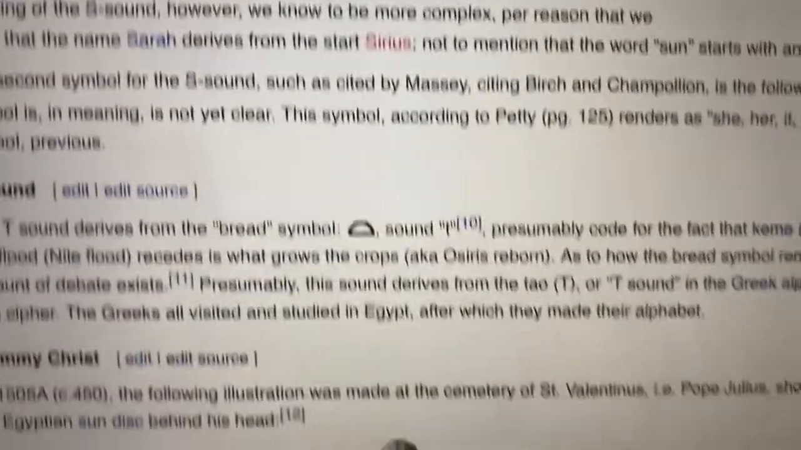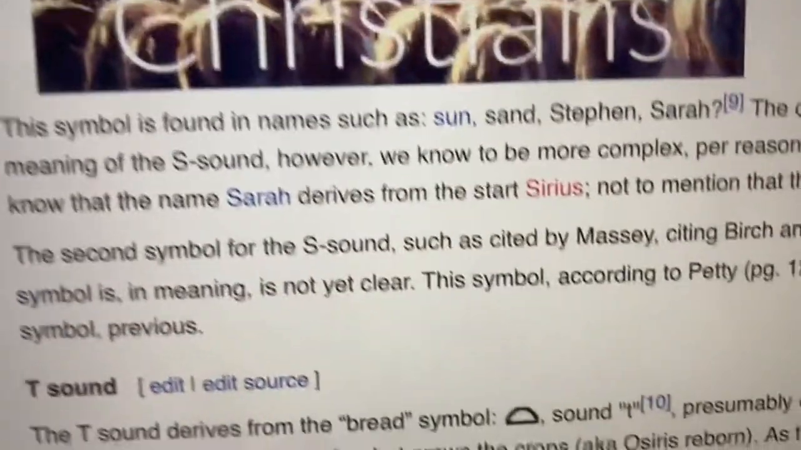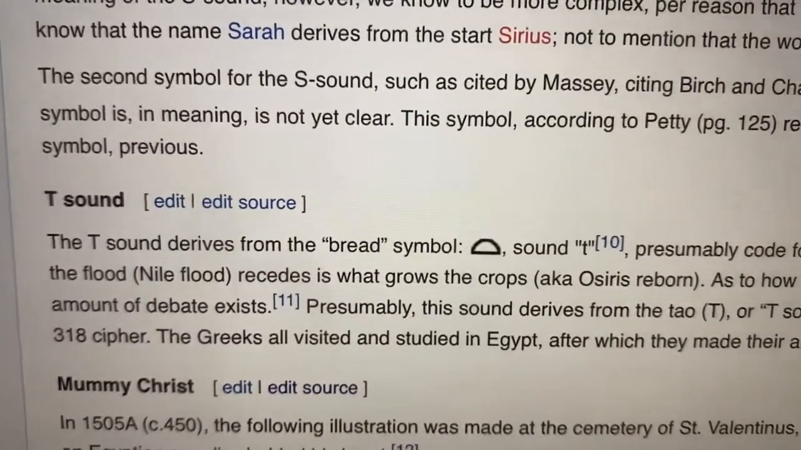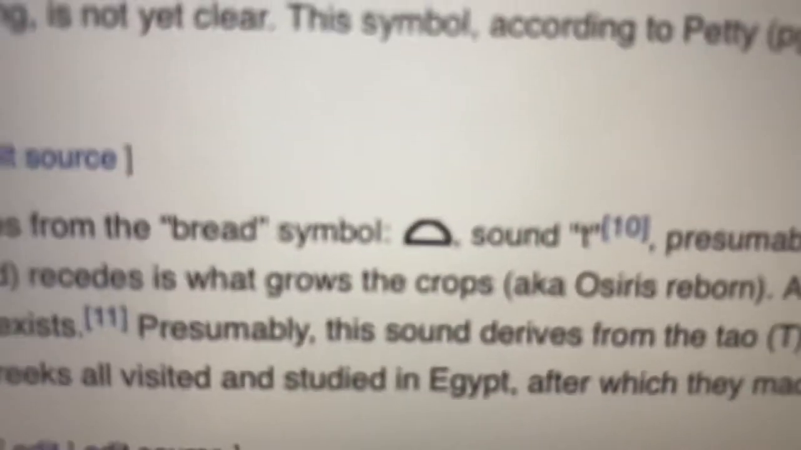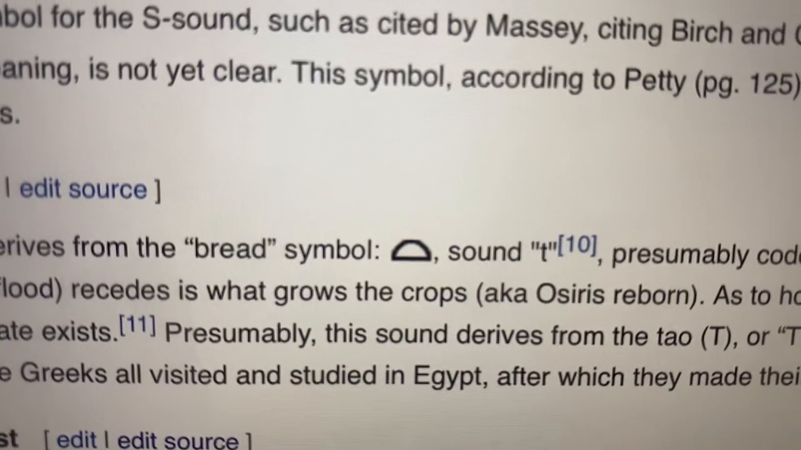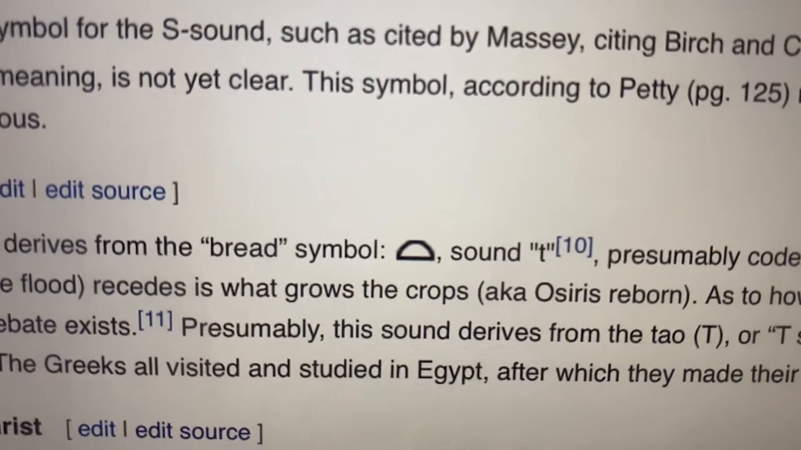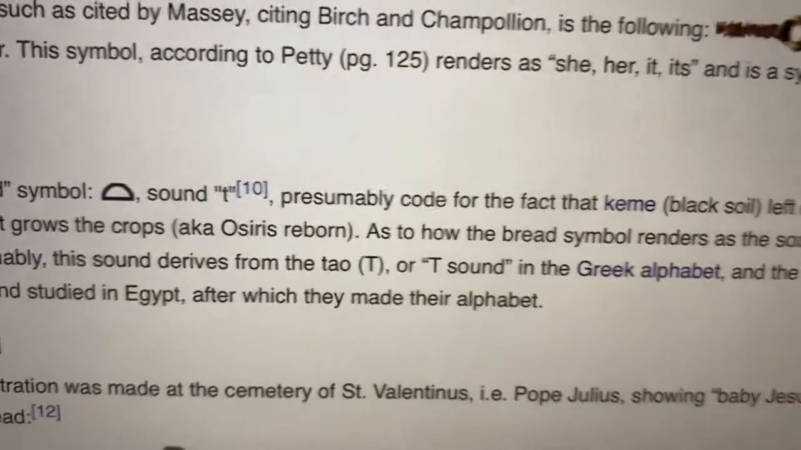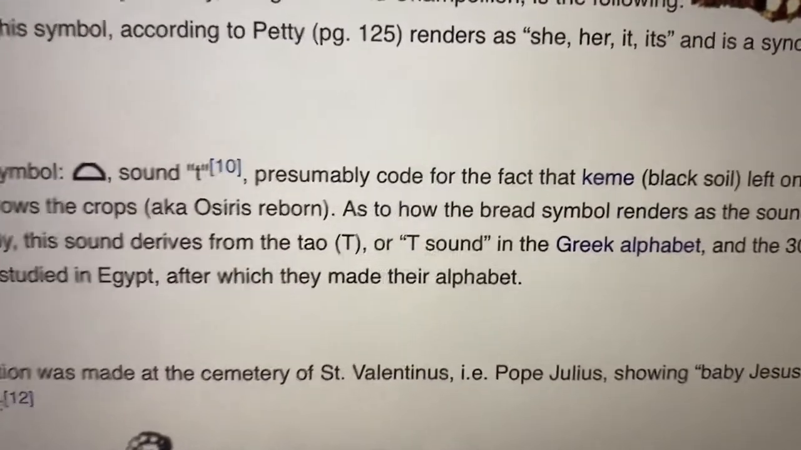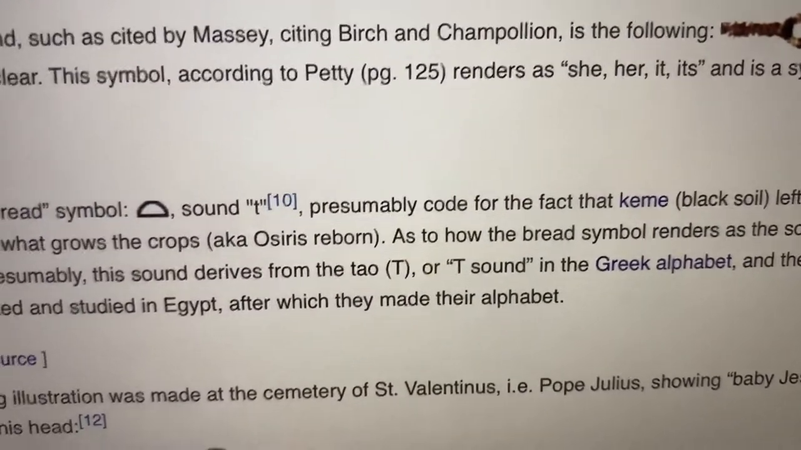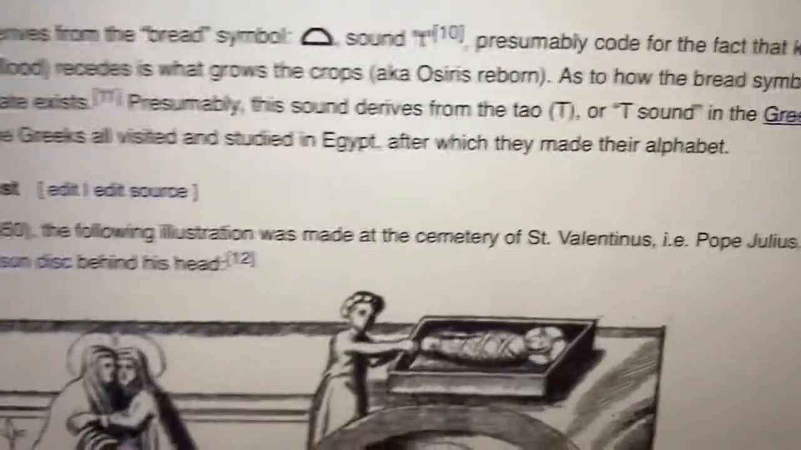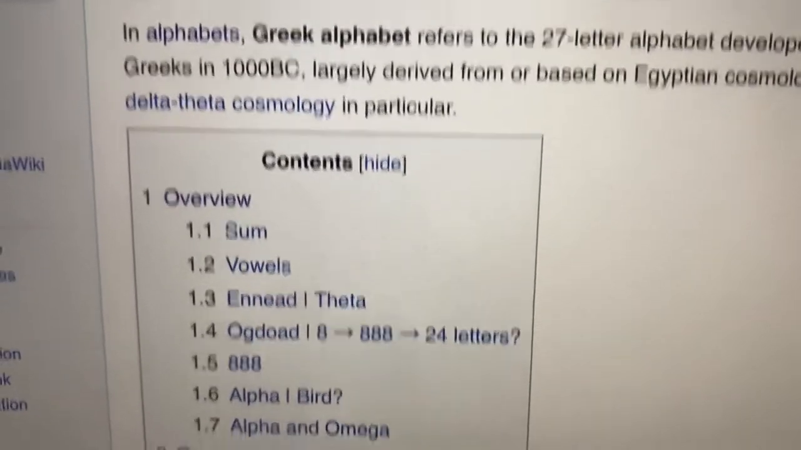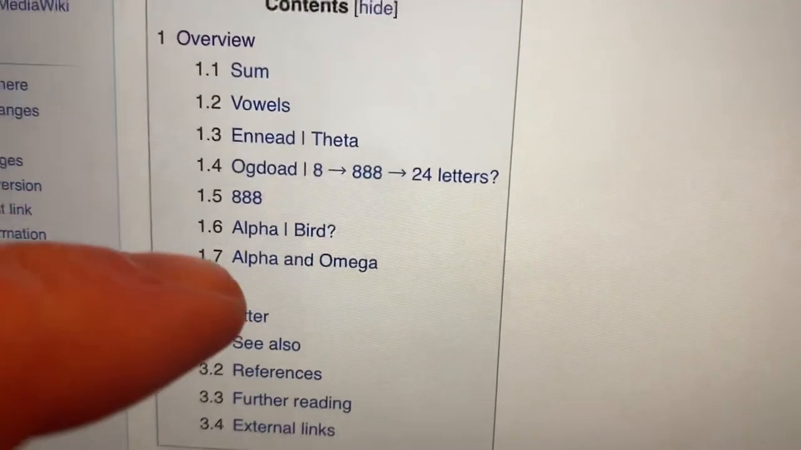And presumably, the loaf symbol is somehow related to the Greek tau and the Greek alpha, because the Greeks all traveled to Egypt and they visited all the temples at Heliopolis and Memphis, or the colleges there, and the whole Greek alphabet is based on these hieroglyphs.